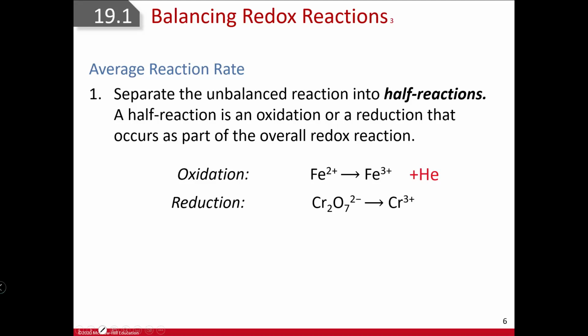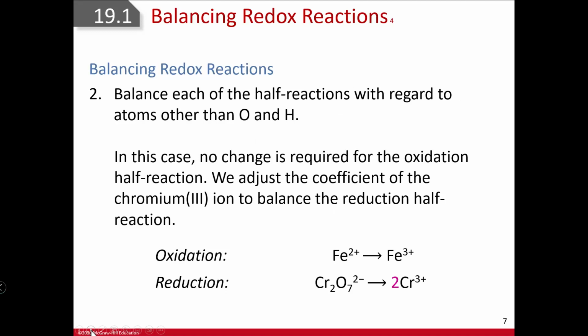Okay. So let's go on to the next step. So then the next step is, once you've broken down the two half reactions, the next step is to balance what elements you have here. All right. So balance the elements, with regard to the elements and not the oxygen or the hydrogen. Okay. So that's pretty easy. So the first one up here, we're not doing anything to it. And the second one, we have 2 chromium here. We need to put a coefficient of 2 in front of the chromium ion.